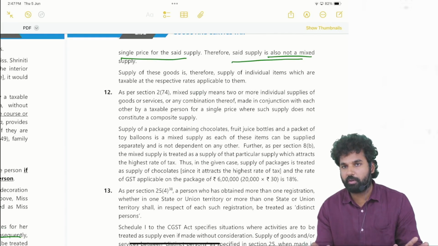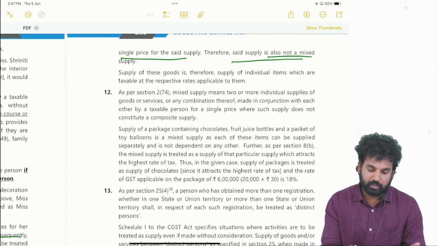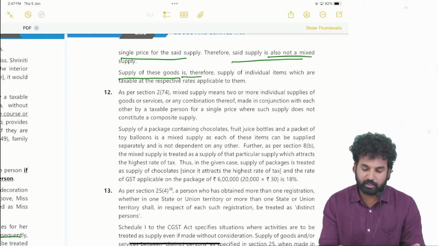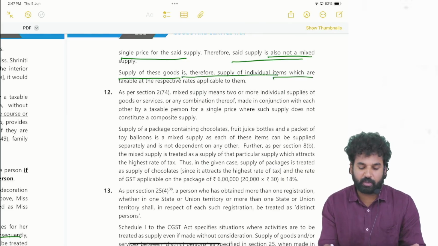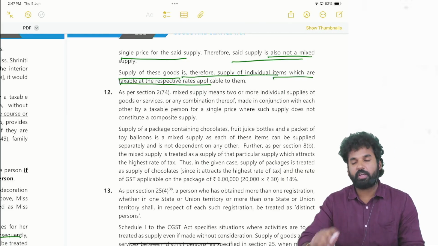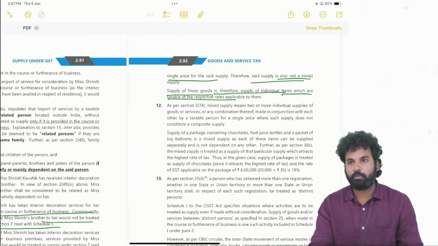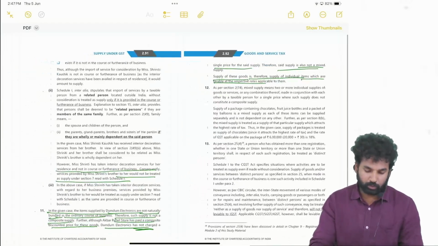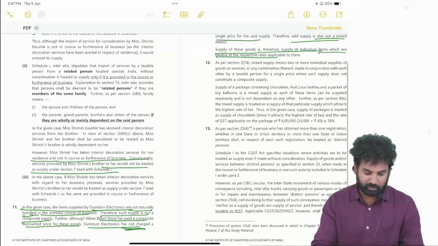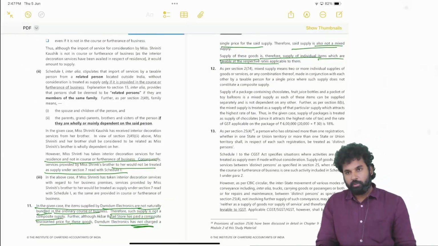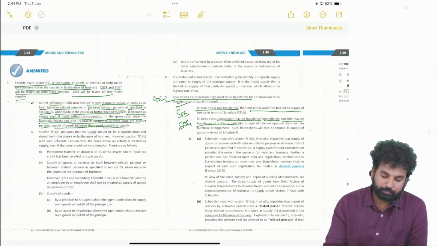It is neither a composite nor a mixed supply. Supply of these goods is therefore supply of individual items, which are taxable at the respective rates applicable to them. Got it? You just read the answer once. We'll go to the next question. Question 12.